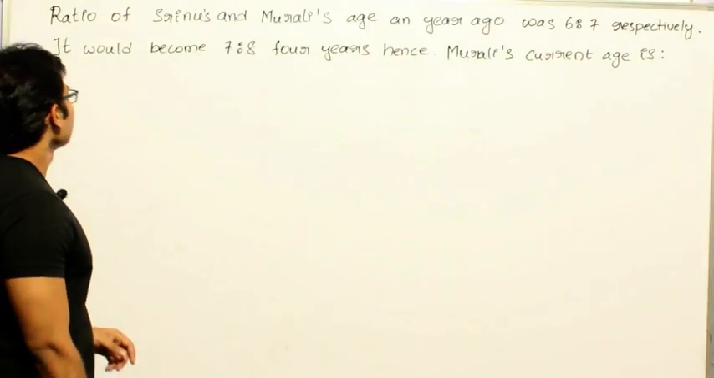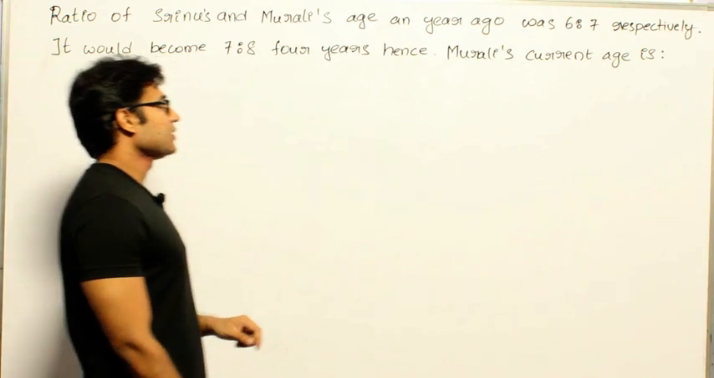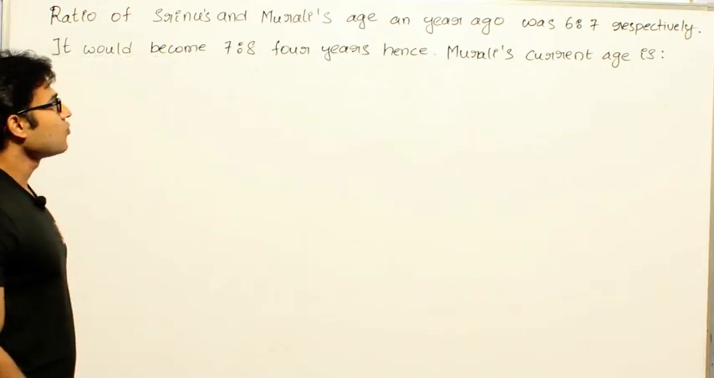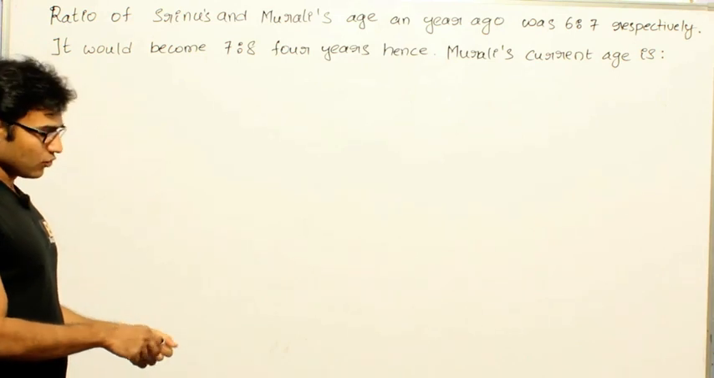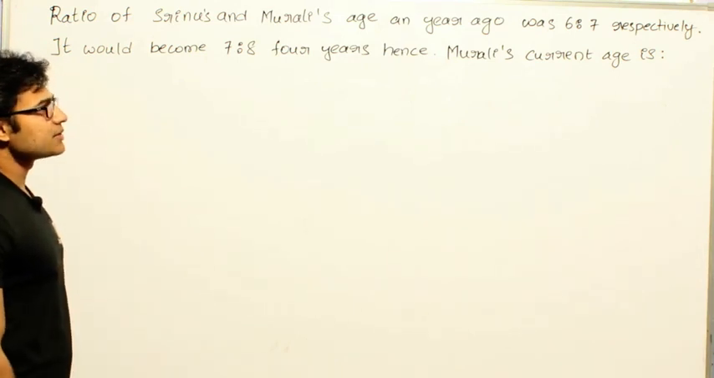Let's see this example. The ratio of Srinu's and Murli's ages a year ago was 6:7 respectively. It would be 7:8 four years hence. Four years hence means after 4 years. Then Murli's current age is?